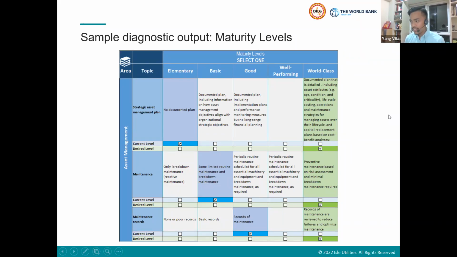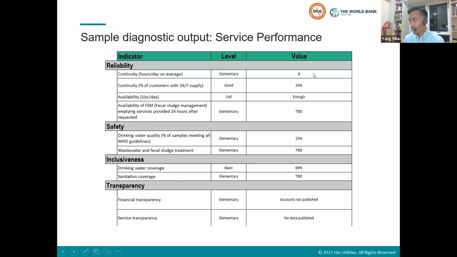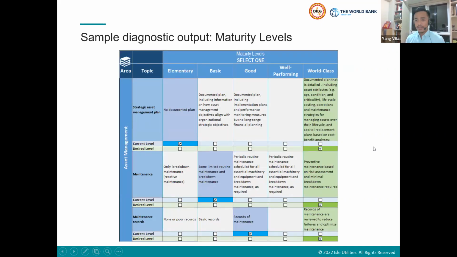We note that this utility does not have a documented strategic asset management plan. They have some limited routine maintenance and breakdown maintenance only. And they do keep basic records of maintenance, but they do not use that data to improve their operation and maintenance practices. And so it's not surprising for this utility to have those kinds of results in their service performance, why they have very limited continuity, why they have low coverage, and other issues such as poor safety of drinking water. However, we do encourage these utilities to look forward in 5 years' time.